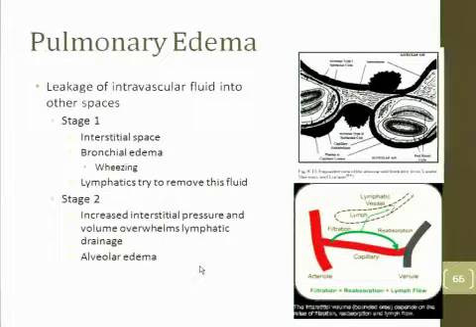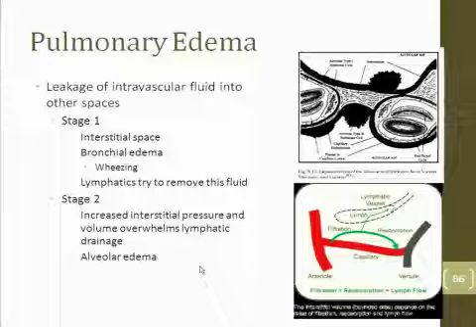What is pulmonary edema? Well, pulmonary edema is pretty simple. It's a leakage into the interstitial space, but it has two stages. Stage one goes into the interstitial space and then goes around the peribronchials. So one of the first signs of edema is not frothy sputum. It's actually wheezing, which can basically mimic asthma. But this is not an obstructive disease. Actually, it's a restrictive disease.